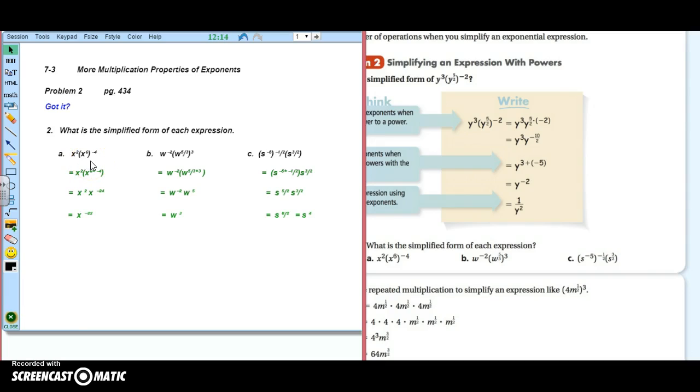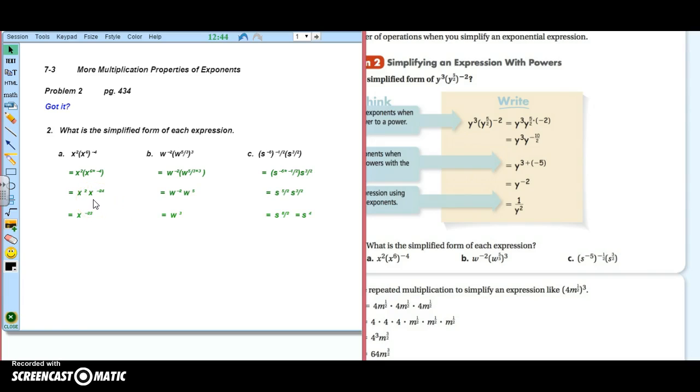That negative 4 is next to the parentheses, which means it only goes with what's in the parentheses. So the 6 is going to be multiplied by the negative 4. The x squared, since it's outside the parentheses, is not involved in this particular transaction. So x to the sixth is being raised to the negative 4 power. So that's x to the sixth times negative 4, which is x to the negative 24.